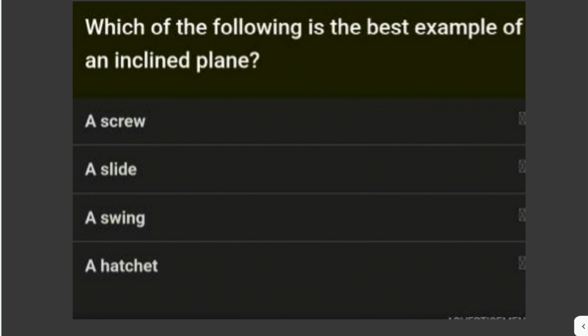Which of the following is the best example of an inclined plane? A screw, a slide, a swing, a head shape. The answer here is a slide. So a slide is the best example of an inclined plane. It is a surface tilted at an angle used for raising or lowering objects.